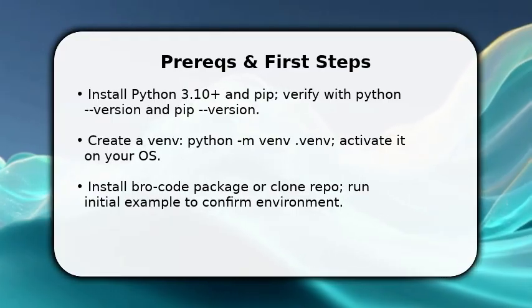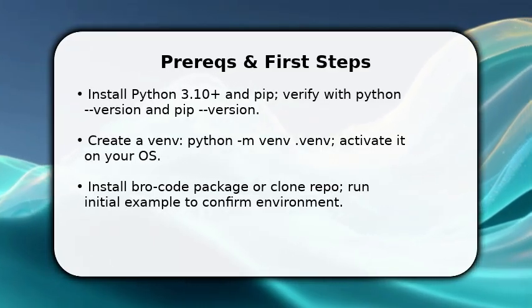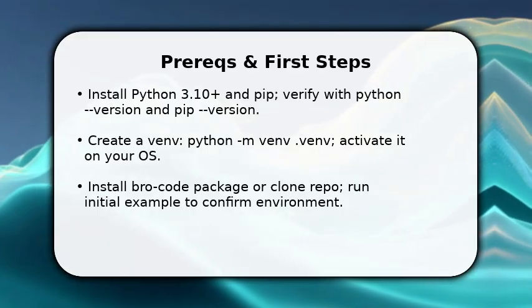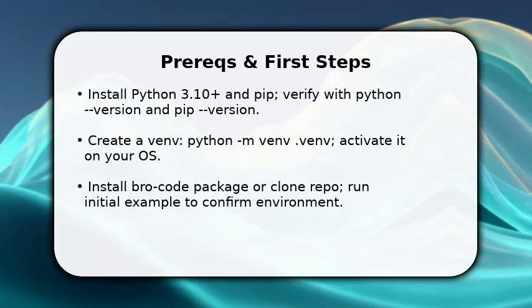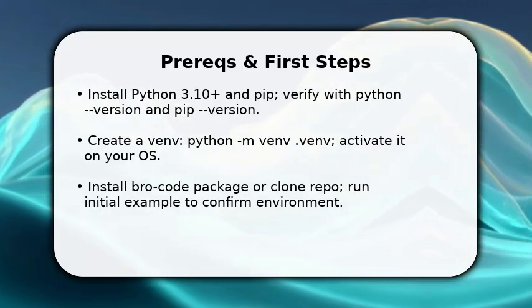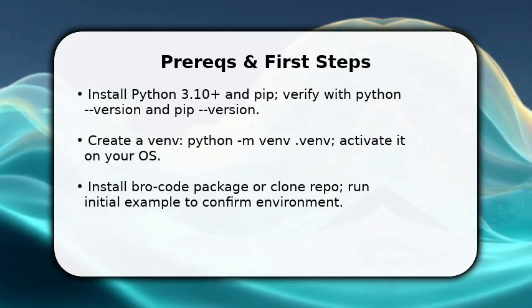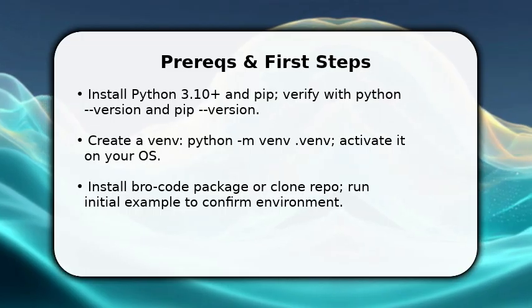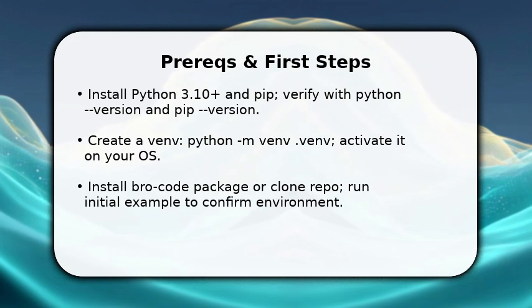You start by installing Python 3.10+ and enabling a virtual environment so dependencies stay isolated. Once done, activate the venv and install the brocode package or clone its repository. You run the provided example script to confirm the runtime and imports work. Make sure to check pip output for errors and update pip if needed. This prevents common dependency conflicts and ensures the first actionable steps actually run without surprises.